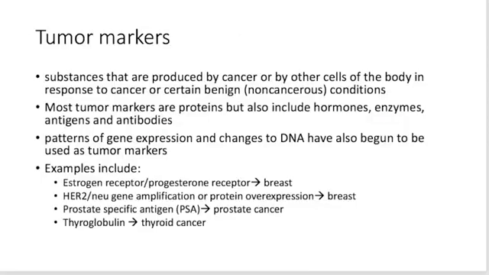So a few tumor markers. These are substances that are produced by cancer and other cells of the body in response to cancer being there. These tumor markers are proteins, but could also be a hormone, enzyme, antigen, or antibody. So it really could be any type of process. They are patterns of gene expression and changes of DNA that have also begun to be used as tumor markers. And then there is a couple tumor markers.